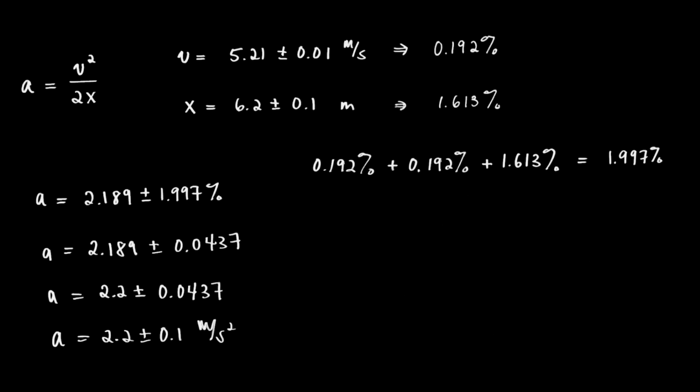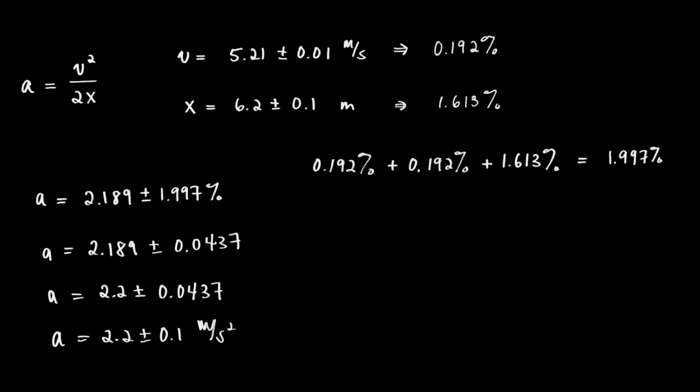So what does this all add up to? 1.805. Okay, now 1.997%. That means that my answer is that the acceleration is equal to 2.198 plus or minus 1.997%. I am not done, for several reasons. I've got to do a little cleanup now. Now that I've applied the rule, I've got to clean my result up a little bit.